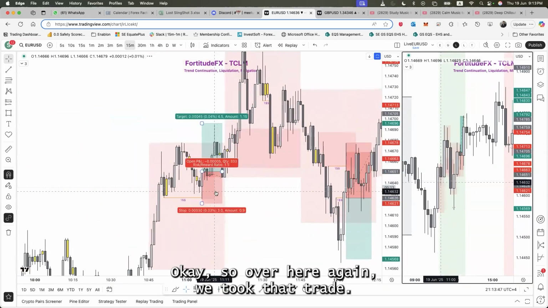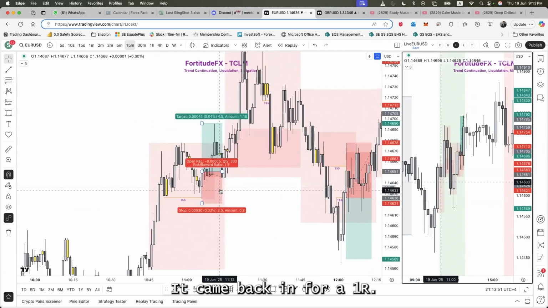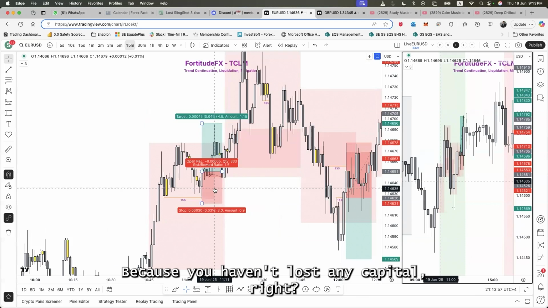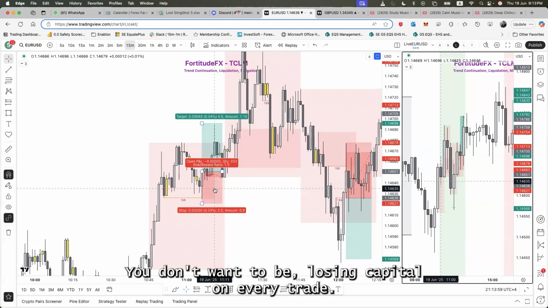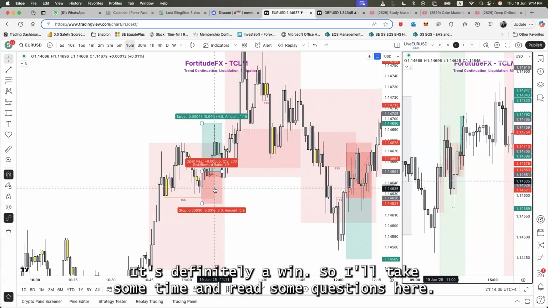Okay, so over here again, we took that trade. It came back in for a 1 hour. This would have been a break-even trade. Yeah, and break-even happens all the time. Break-even is a win in my books because you haven't lost any capital, right? You don't want to be losing capital on every trade, thinking that it's going to be a win. Break-even is not a loss; it's definitely a win.